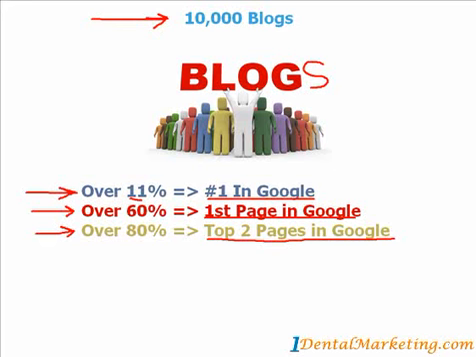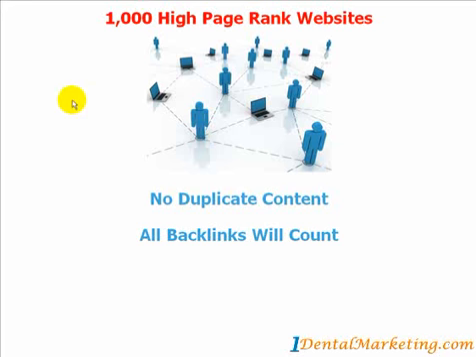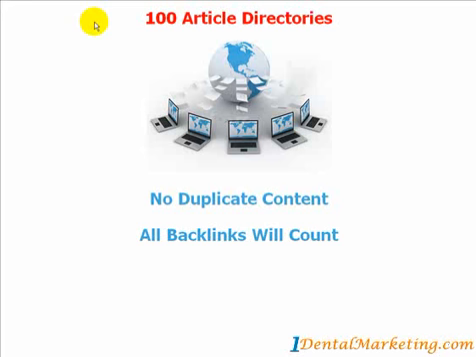Next, we have another network of nearly 1,000 high page rank websites that we are going to distribute your content to. These are authority type sites. And again, there's no duplicate content. We're writing original articles for your business, so all of the backlinks are going to count, because if they were duplicate content, they wouldn't count. We're also going to distribute your articles to about 100 article directories. Again, no duplicate content, so all of the backlinks will count.